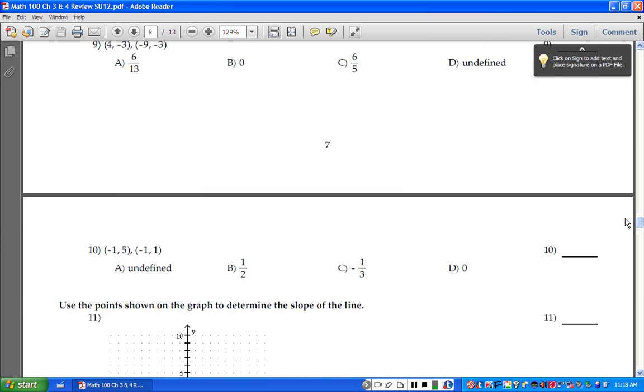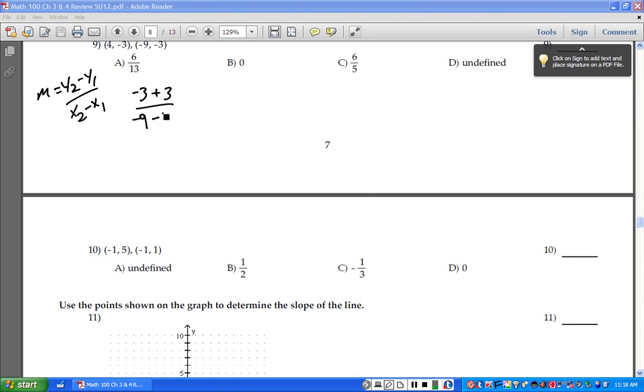Alright, number 9. Doing the same thing. M equals y2 minus y1 over x2 minus x1. So that's going to be negative 3 minus a negative over a negative 9 minus a 4. That gives me 0 over a negative 13. 0 over anything is just 0. So number 9 is B.